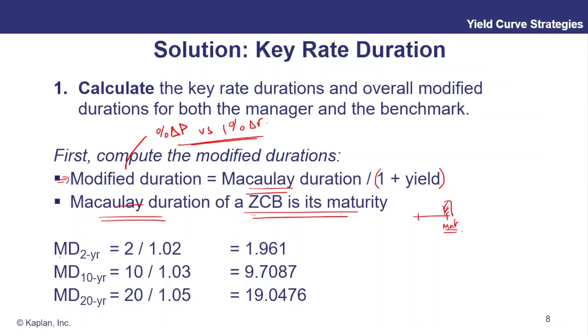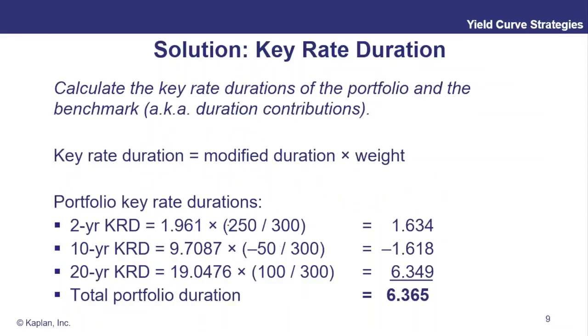What we've got here is an average time of 2 for the 2-year bond, 10 for the 10-year bond, 20 for the 20-year bond, and we're dividing through by 1 plus the yield each time. That's how we get these modified durations. These modified durations are telling you the sensitivity of the individual cash flow to a unit move in that rate. Of course, the portfolio hasn't got 100% in any of these cash flows. The weight of the portfolio is 250 out of 300 in the 2-year one, minus 50 out of 300 in the 10-year one, and 100 out of 300 in the 20-year one.